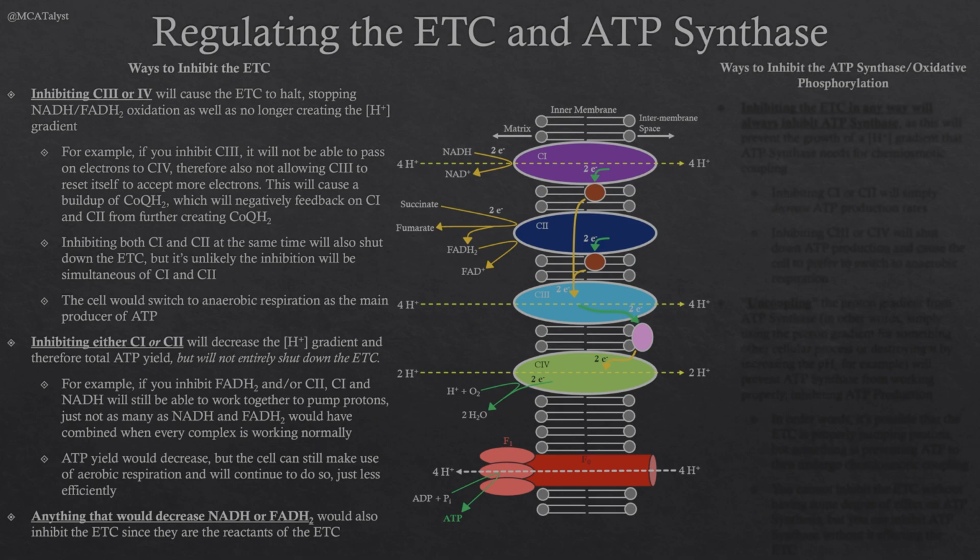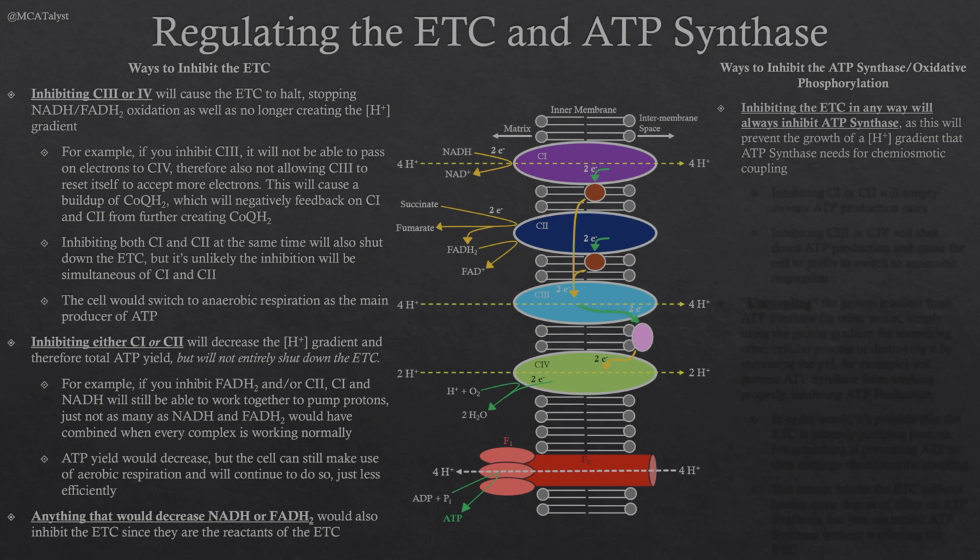The ways that we can inhibit ATP synthase or oxidative phosphorylation. The first one should be a little bit obvious, because if you inhibit the electron transport chain in any way, this is also going to affect ATP synthase. If you decrease the proton gradient, that's going to decrease how much ATP we can produce. If you entirely shut off the electron transport chain and completely remove that proton gradient, there's no gradient for ATP synthase to do chemiosmotic coupling.